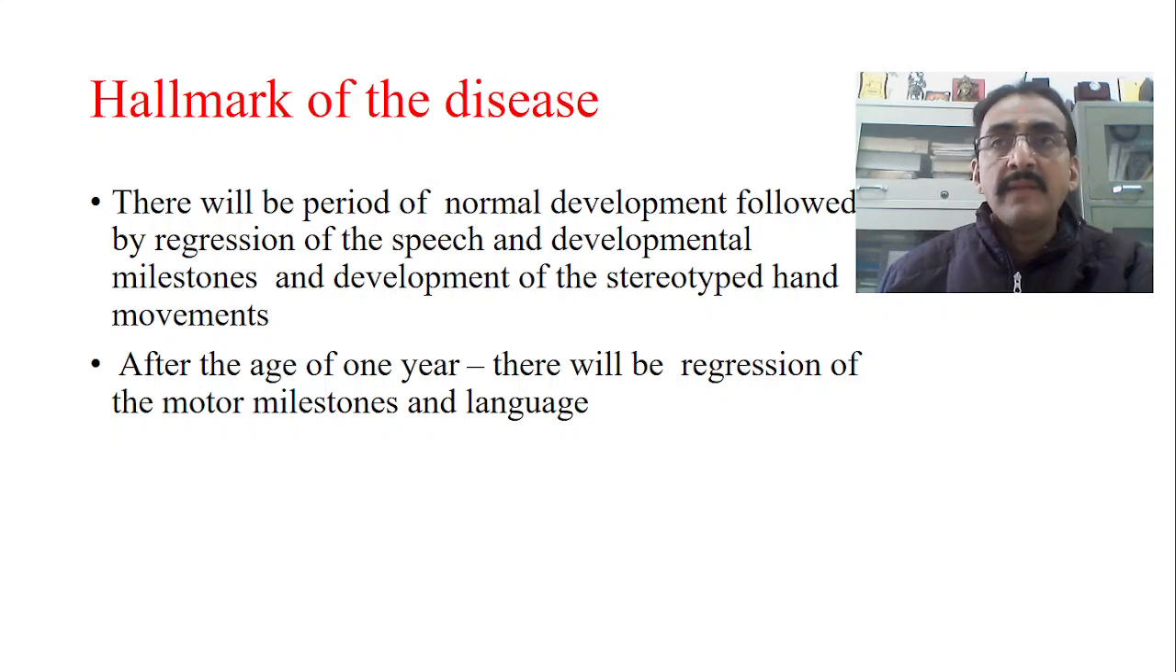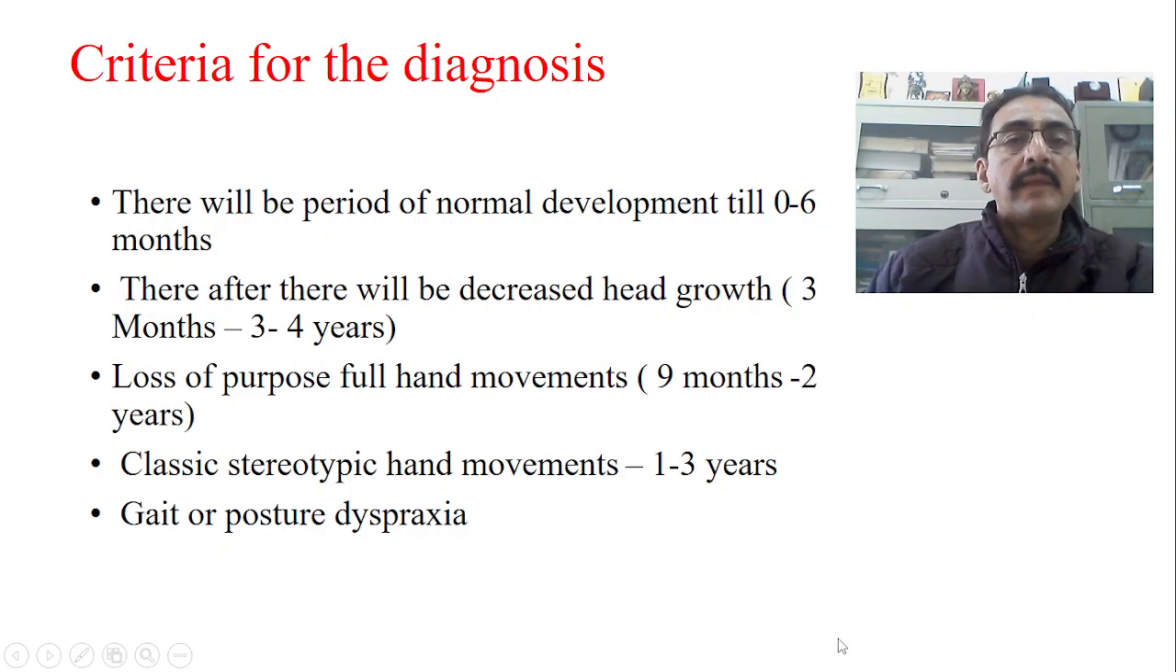Later onwards, the child slowly starts developing stereotyped hand movements. Surprisingly, for the first year there is no problem, then the problem starts. Therefore, we call this condition developmental regression. Usually after the age of 1 year, there will be regression of the motor milestones and the language milestones. And later onwards, the other developmental milestones also start regressing.